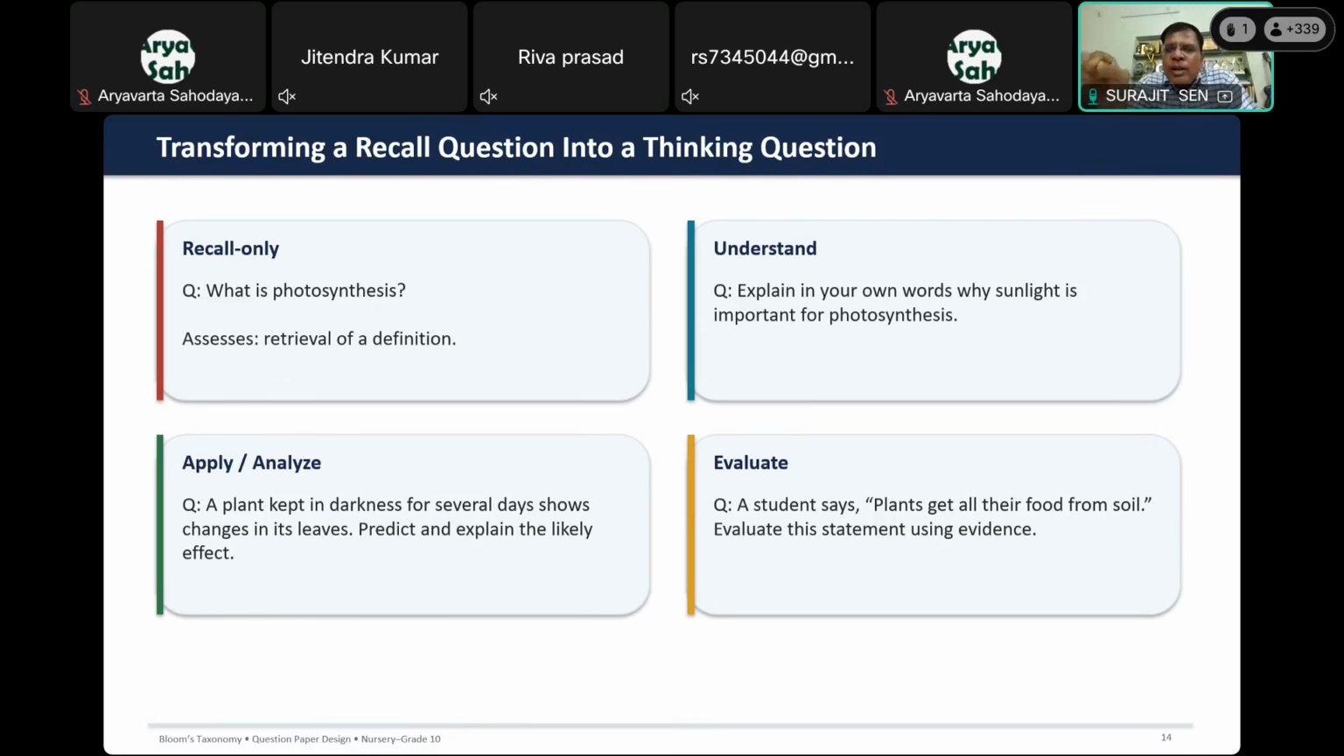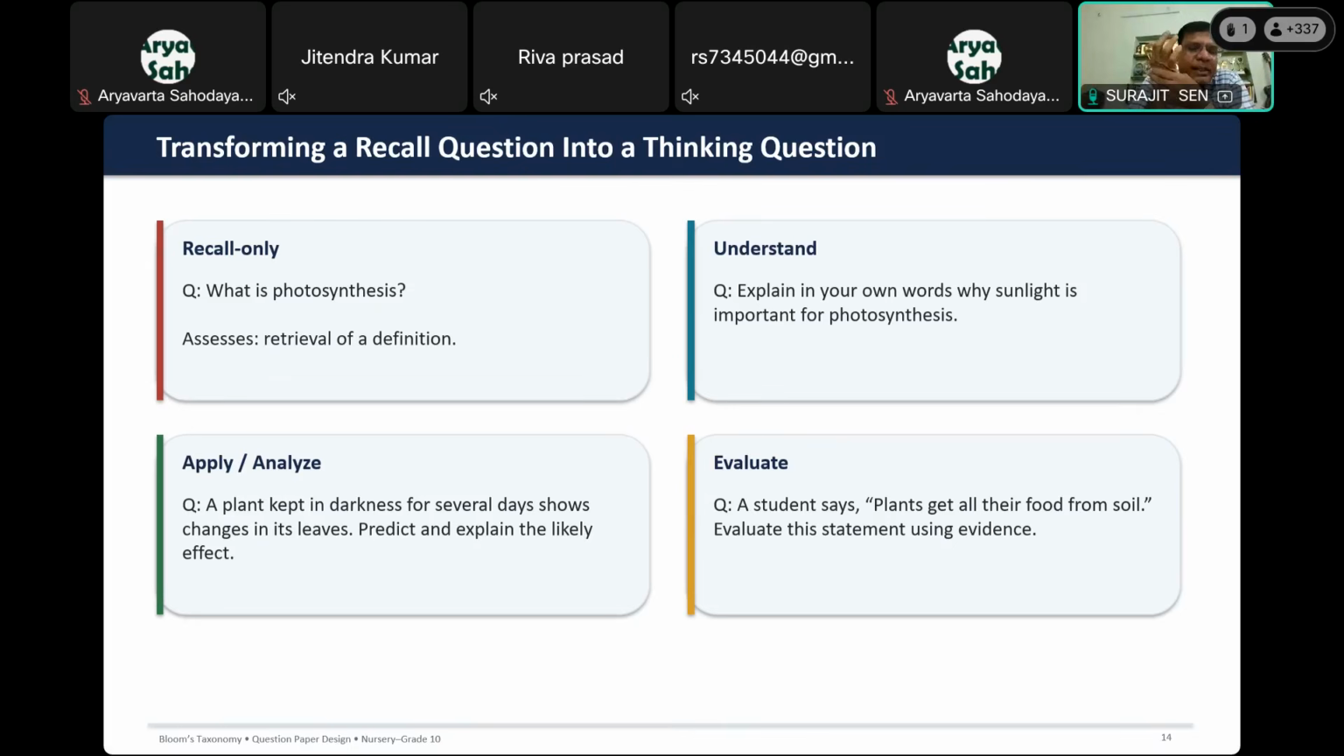Understand: explain in your own words why sunlight is important for photosynthesis. Now, here is a little bit of understanding. Sunlight is important because it catches the photons which are present in the sunlight. The plastids catch them, then they break it, and energy comes from there, and so on. That is the information they will give.